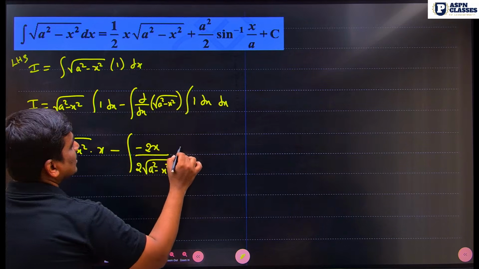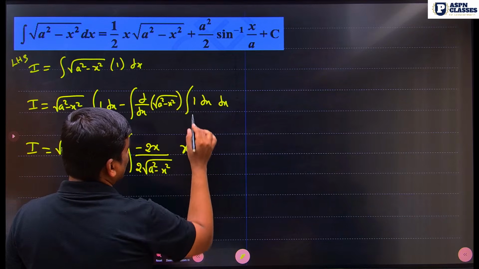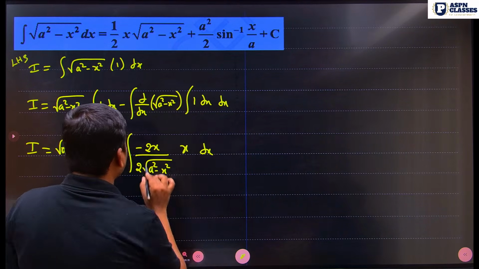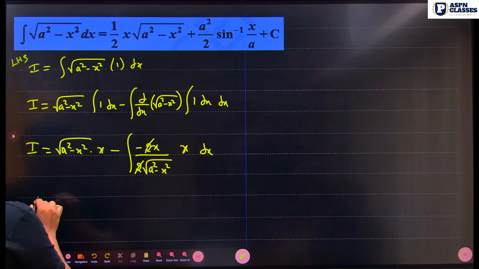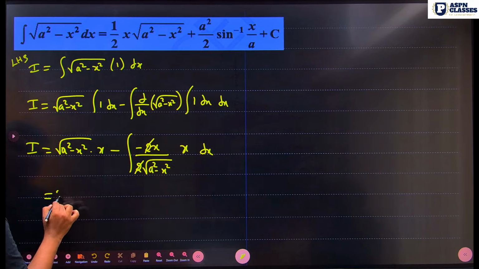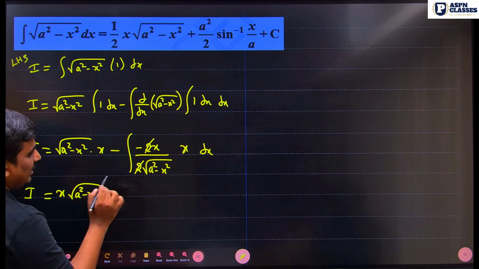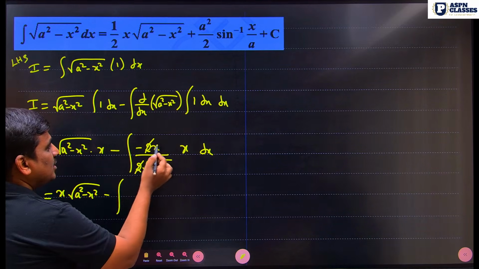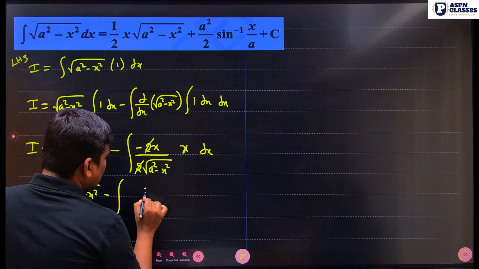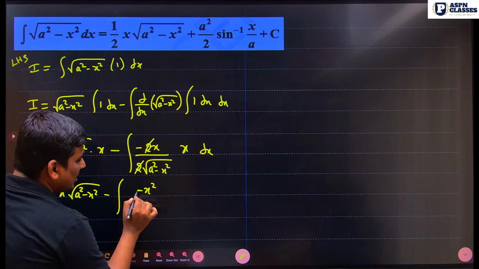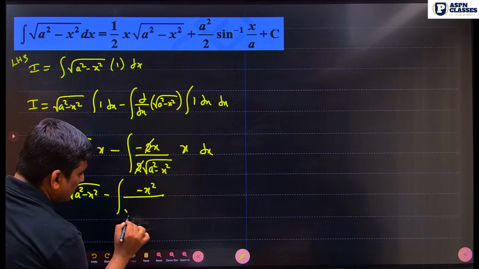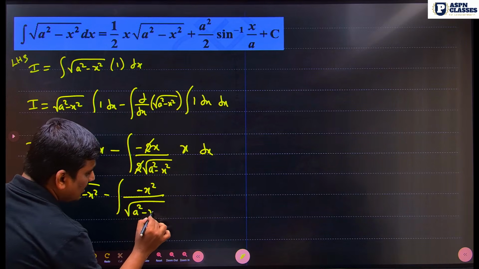Now the next result: integration will be 1, integration will be x dx. Again here also the 2 gets cancelled. Okay, now there is an important step. First I'm going to write x here, then root of a square minus x square, minus integration of x into x. What is the answer? X square, and there is a minus sign already here. And the whole divided by square root of a square minus x square dx.